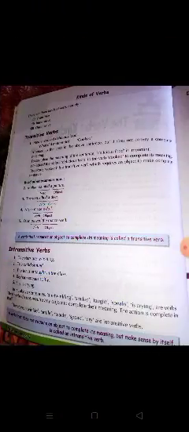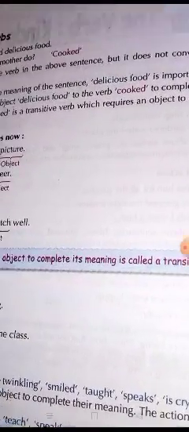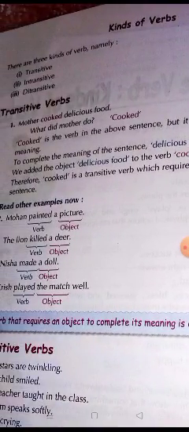Now children, we will talk about another type of verbs. It also comes in the kinds of verbs. We will talk about transitive and intransitive verbs in this. So children, a verb that requires an object to complete its meaning is called a transitive verb.